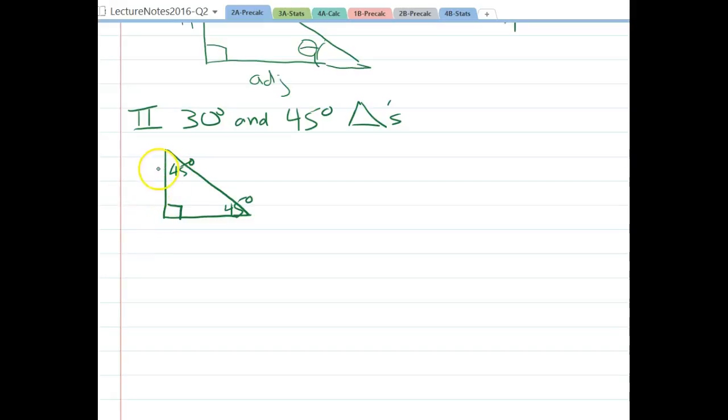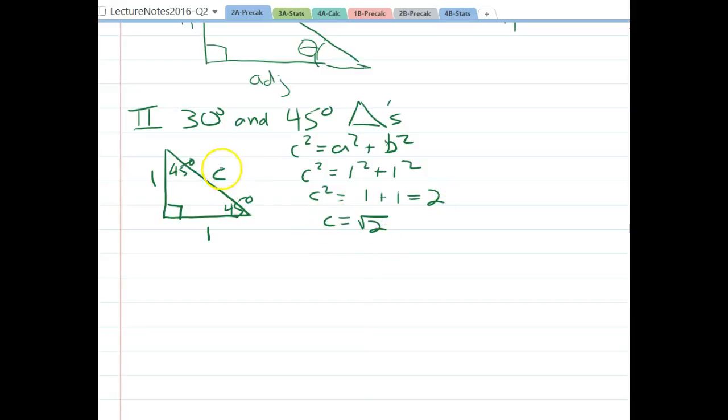That means then that if I call these sides length 1, I can come up with the hypotenuse using Pythagorean's theorem. Because Pythagorean's theorem says that c squared is a squared plus b squared. C is my hypotenuse. So the square of that hypotenuse is 1 squared plus 1 squared. So that's c squared is 1 plus 1. Take the square root of both sides, I get the square root of 2. So this side over here is the square root of 2.